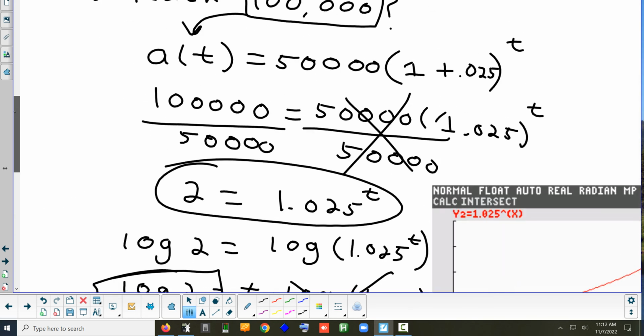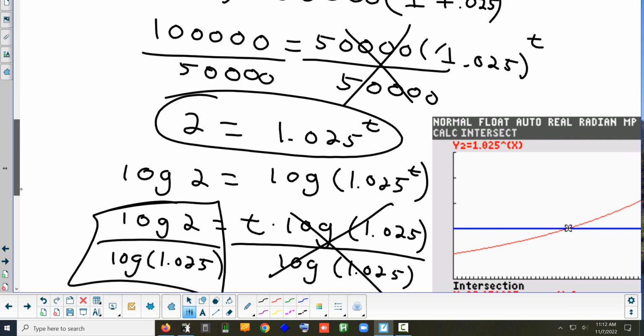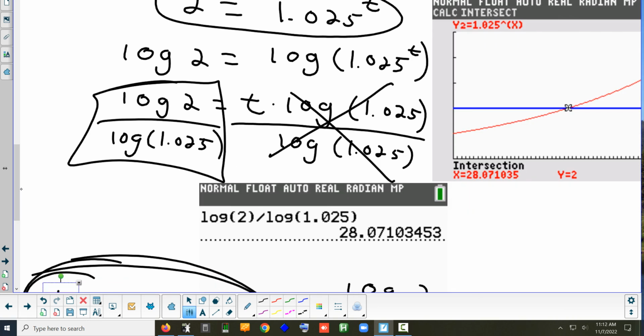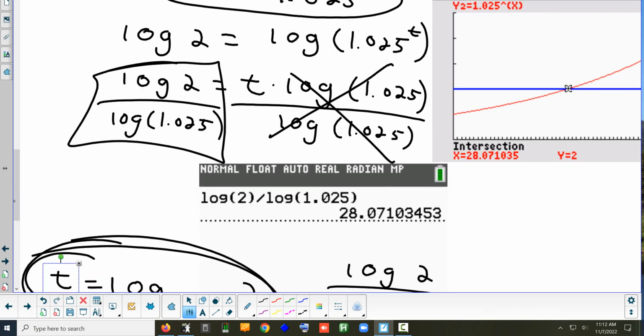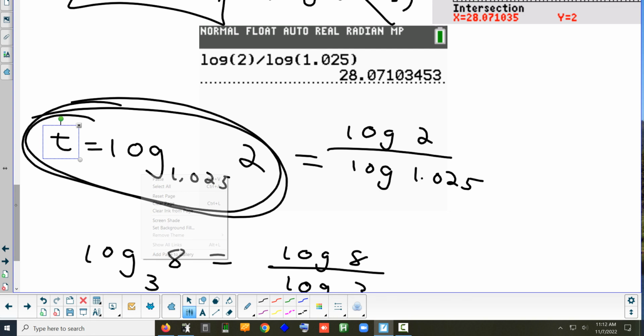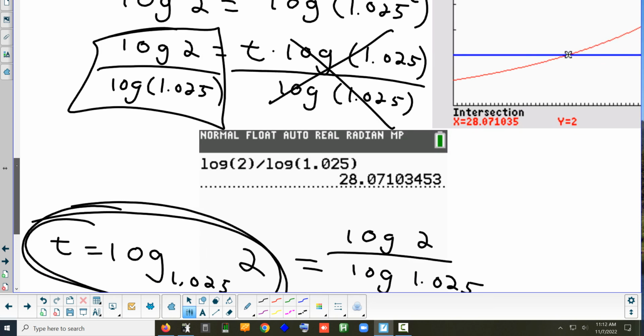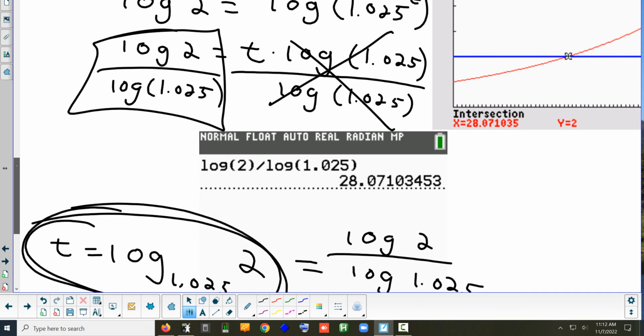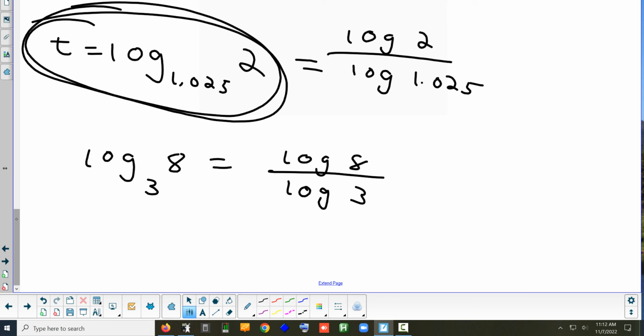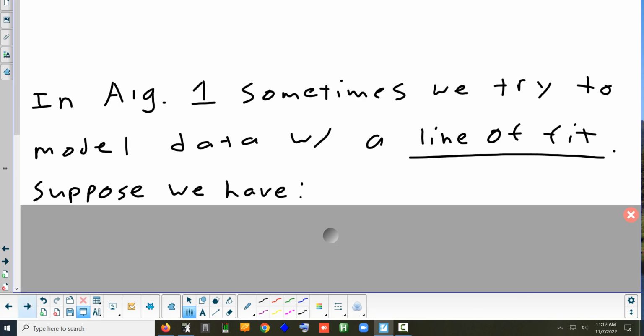So if I was doing this problem at this point, I would not have done any of that because I know the change of base formula, and I would just type this in on my calculator to get the answer without change of base, without taking the log of both sides. Any question on how we got the 28.07? Okay.